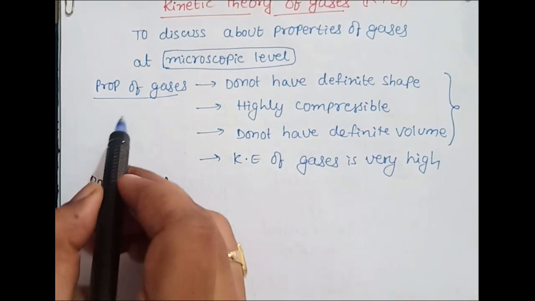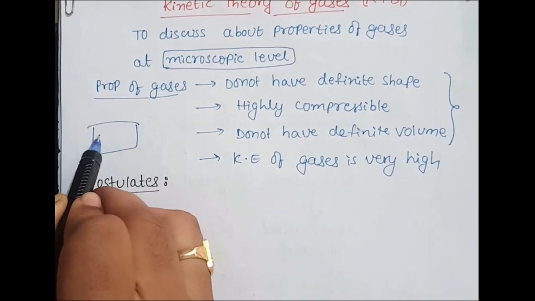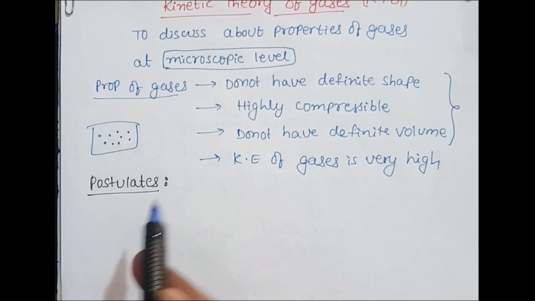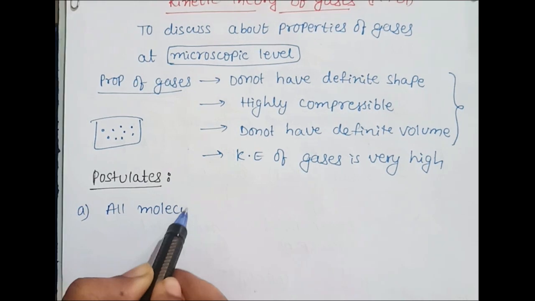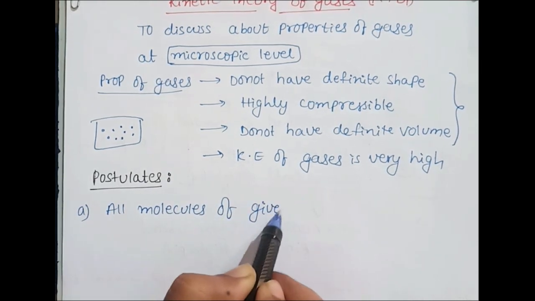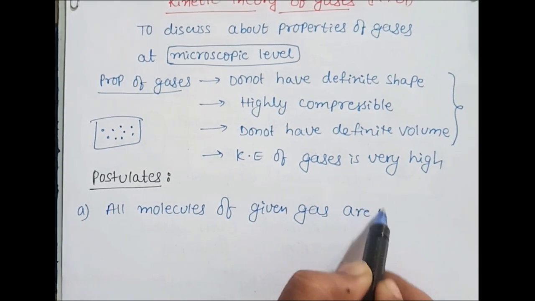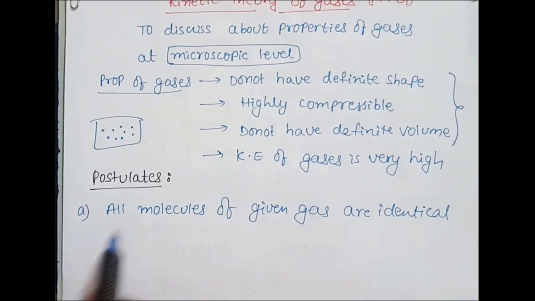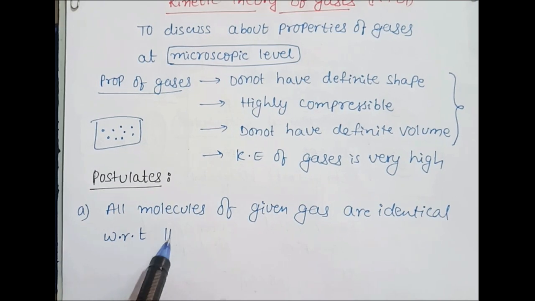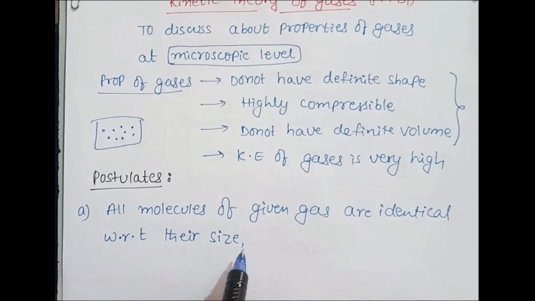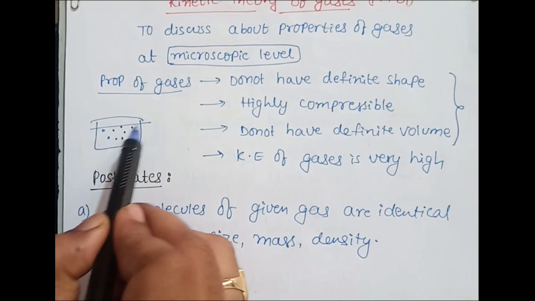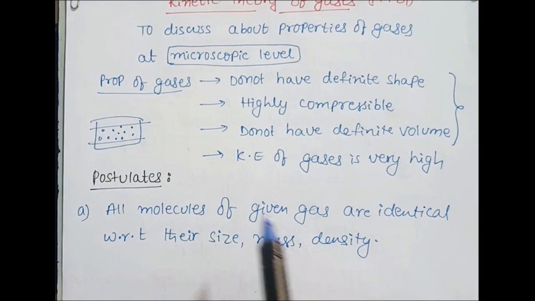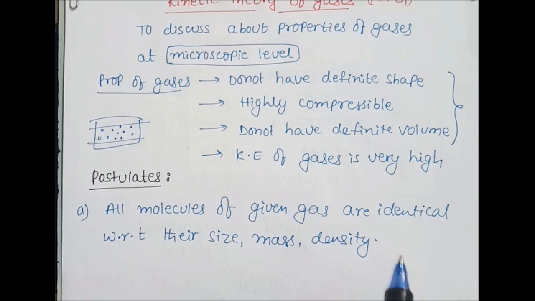If you take any gas in a closed container, there are a large number of gas molecules. The first point says all molecules of a given gas are identical. Identical means the same with respect to their size, or mass, or density. So there will be a large number of gas molecules, but all are identical in terms of size, shape, as well as density. This is point number 1 of the kinetic theory of gases.